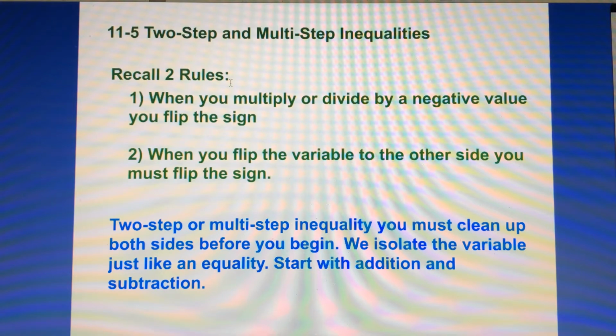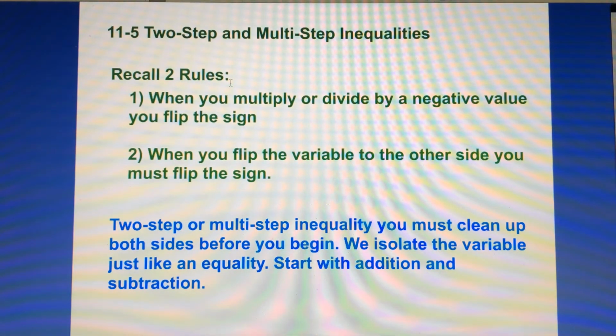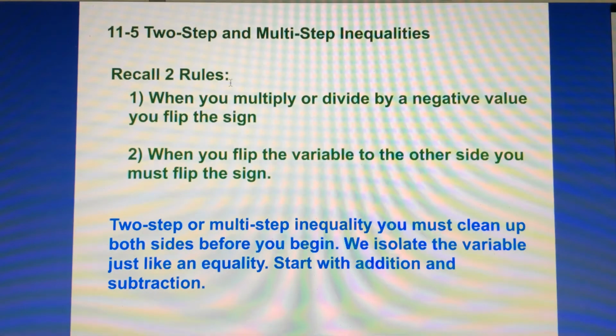Recall that there are two major rules for inequalities. When you multiply or divide by a negative value, you flip the sign. When you flip the variable to the other side, you must flip the sign. Two-step or multi-step inequalities, you have to clean up both sides before you can begin. We did all this cleanup process in Unit 1. I need you to go back and look at that.